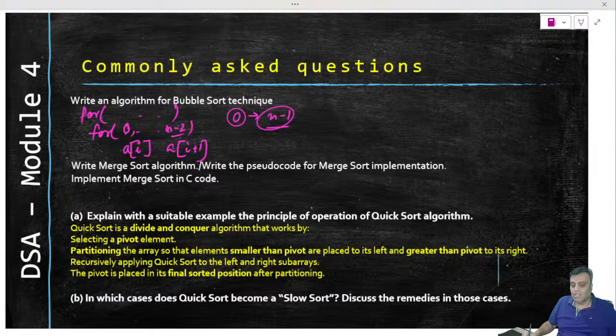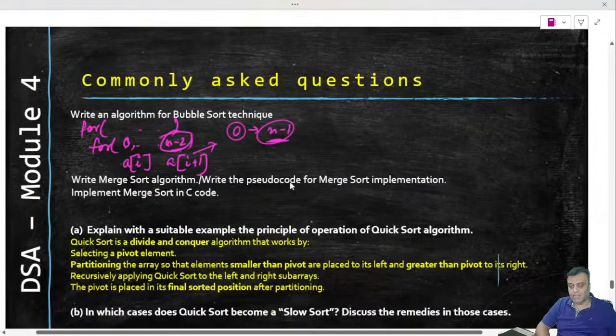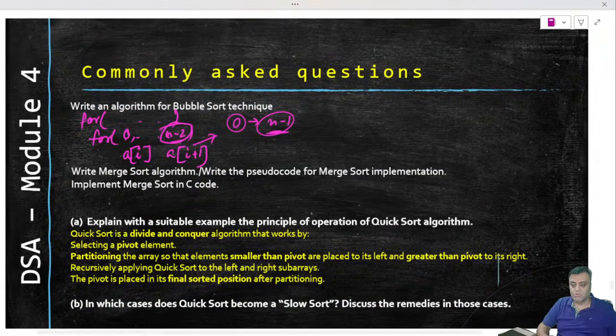but 0 to n-1 will not satisfy bubble sort, because bubble sort compares a of i with a of i plus 1. So if you do n-1, then this i plus 1 will cross the bounds of the array. So remember that the second loop has to have n-2. The remaining, I think you can probably remember and recollect. Write merge sort algorithm, we have done. Pseudocode of merge sort algorithm, same thing. Implement merge sort in C code. This is the C code that they have given.